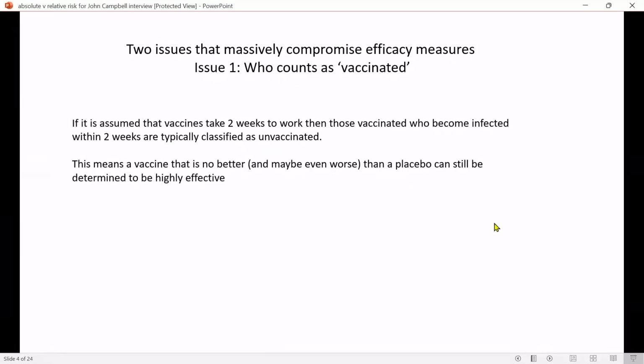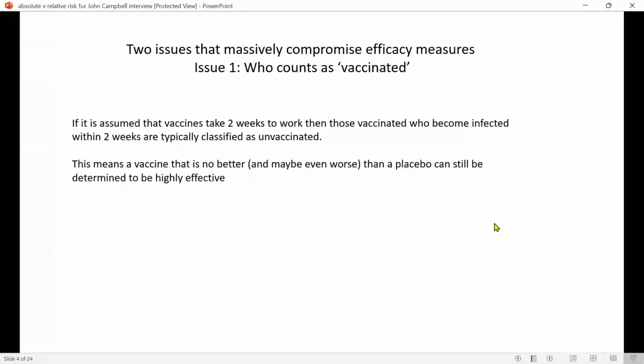But there's a problem, because there are two issues that massively compromise efficacy measures, especially in the observational studies, which most of those later numbers were based on. Right? Now, the first of these is especially pertinent to observational studies, but it's also pertinent to randomized control trials, because there was an issue about this with the Pfizer trial. It's about people who actually get the disease or the virus shortly after being vaccinated.